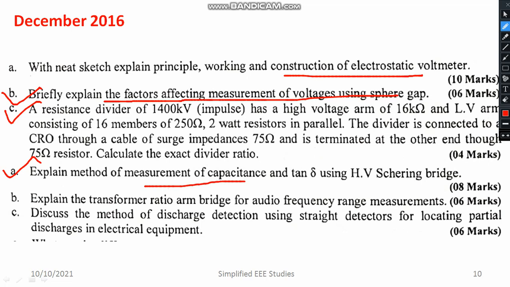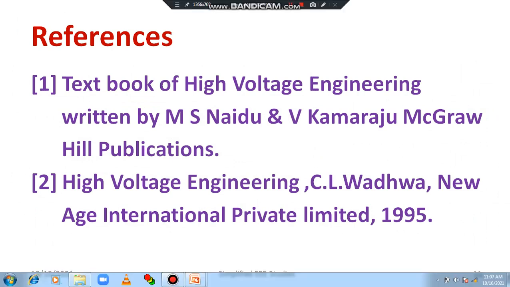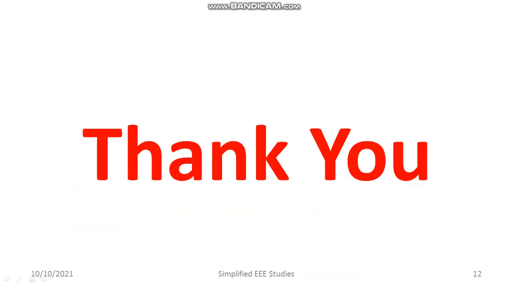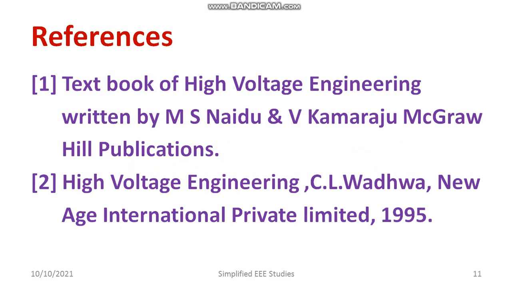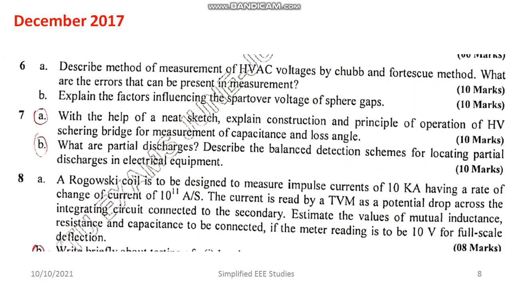Then the measurement of tan delta using the HV Schering bridge, the transformer ratio arms, those questions are repeated ones. Then straight detectors and balanced detectors, this is also highly unavoidable. For the contents I referred to the following textbooks, and I have prepared complete videos. I request you to go through those videos first, then you can come back to the questions. The questions which I listed are highly important, and those questions have already been repeated.